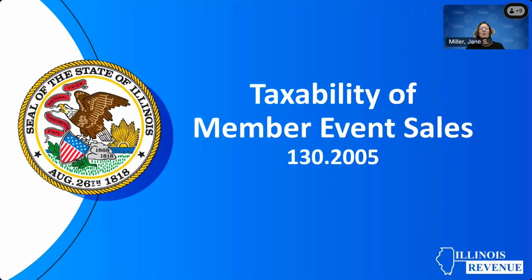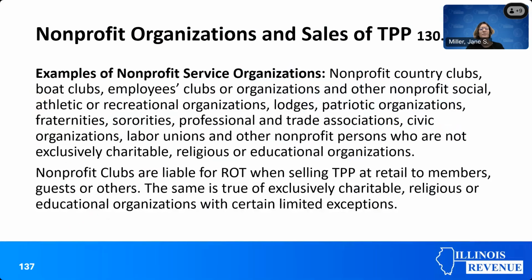Okay, taxability of member event sales, and that's at Administrative Code 130.2005. So examples of nonprofit service organizations are nonprofit country clubs, boat clubs, employees clubs or organizations, and other nonprofit social, athletic, or recreational organizations, lodges, patriotic organizations, fraternities, sororities, professional and trade associations, civic organizations, labor unions, and other nonprofit persons who are not exclusively charitable, religious, or educational organizations.